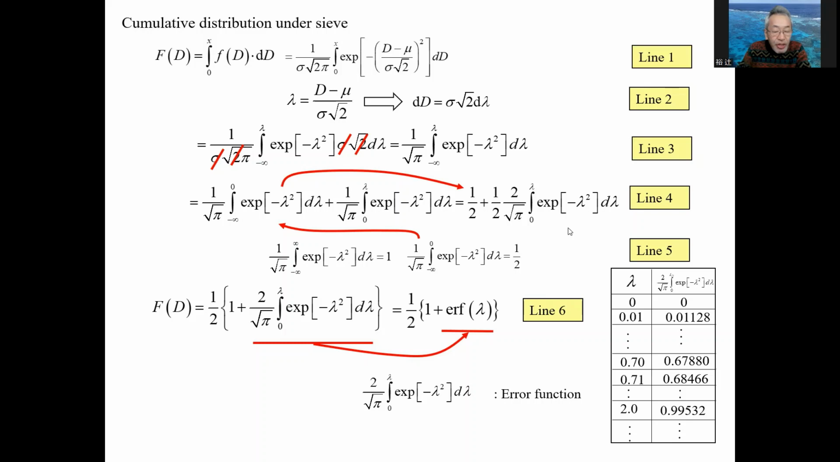The second term in parentheses on the sixth line is the Euler function, which has been explained before. Values of the Euler function are provided in the numeric table as shown on the right of this page. Given the value of D, the value of lambda is determined from the equation on the second line. Then FD is determined from the Euler function table.